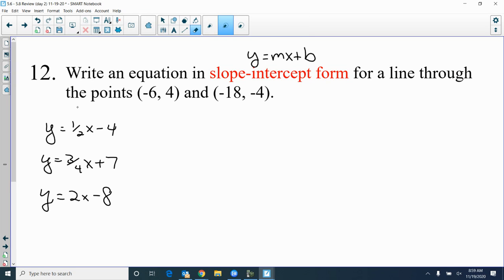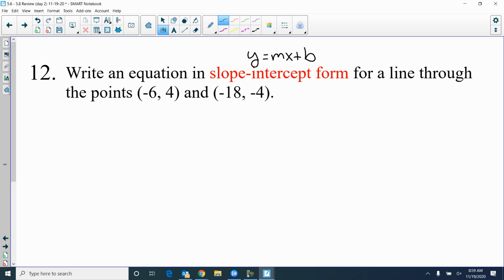Now, how do we get there? For any line, we need to know the slope and we need to know at least 1 point on the line, but I know 2 points. I gotta find the slope. How do I find the slope? Do I have enough information? Yeah. Use the slope formula, which is you subtract the y's on top, you subtract the x's on bottom, that will give me the slope.